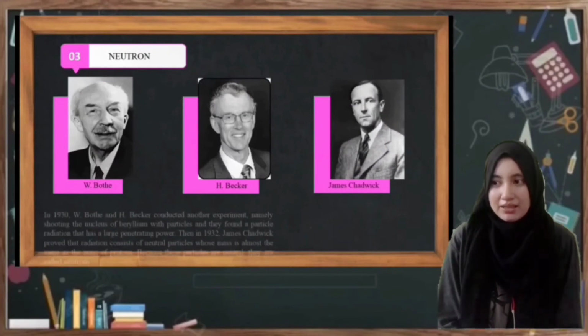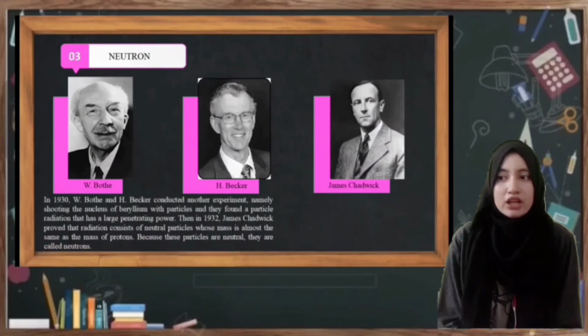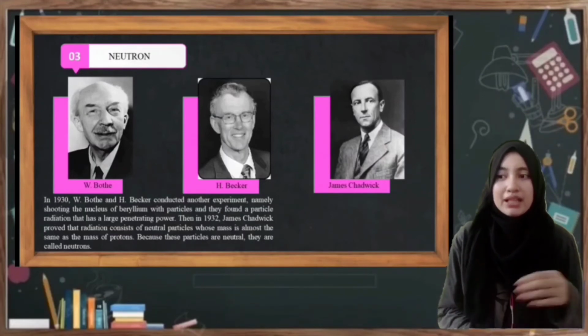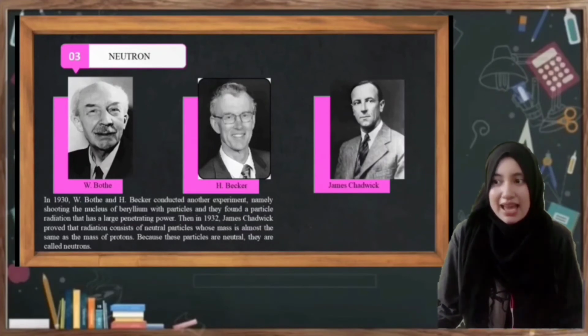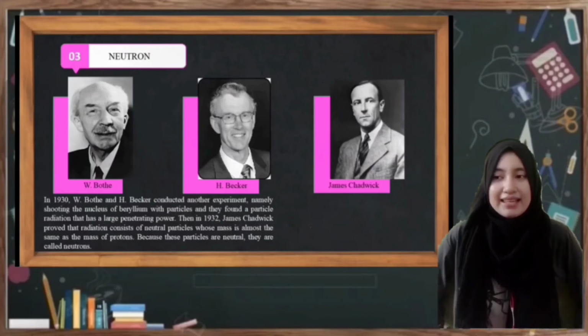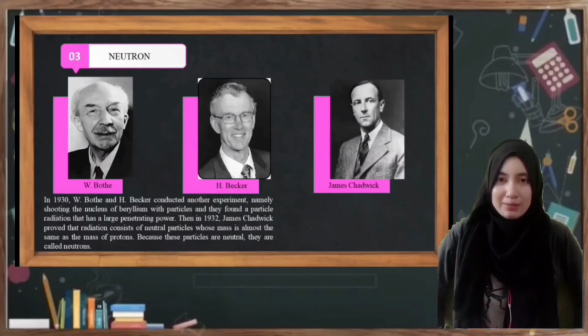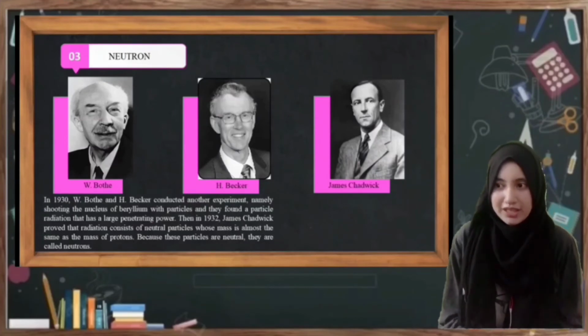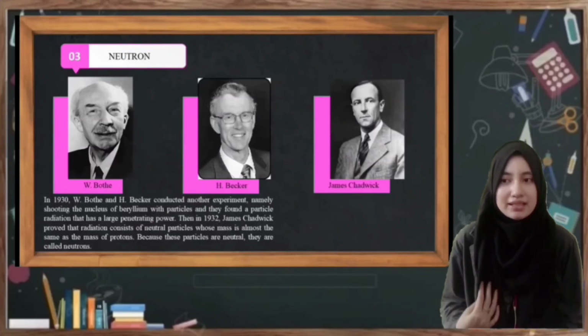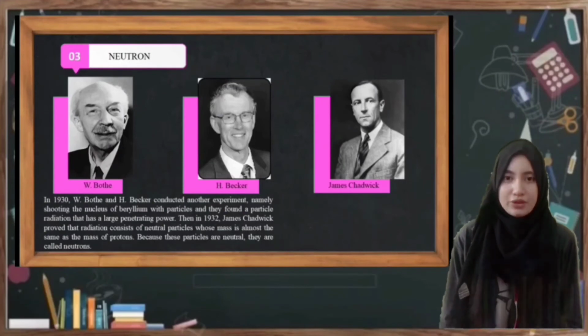In 1930, W. Booth and H. Becker conducted another experiment, namely shooting the nucleus of beryllium with particles, and they found a particle radiation that has a large penetrating power. Then, in 1932, James Chadwick proved that the radiation consists of neutral particles whose mass is almost the same as the mass of protons. Because the particles are neutral, they are called neutrons.